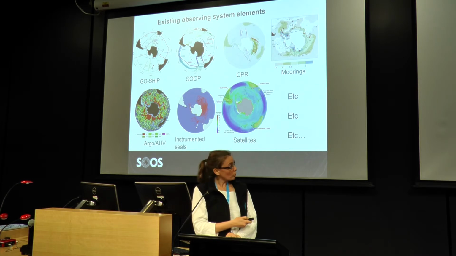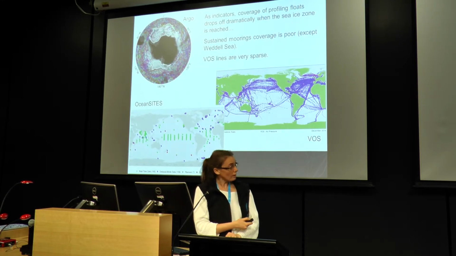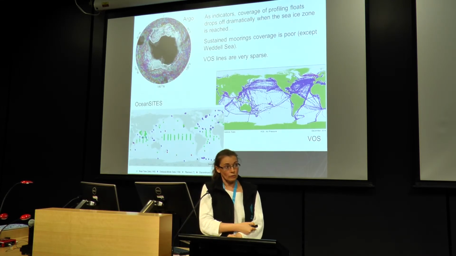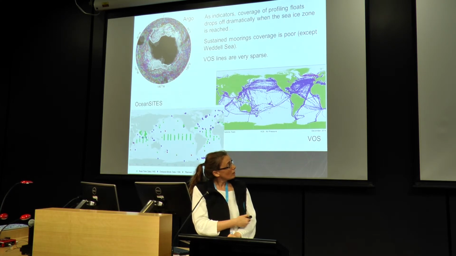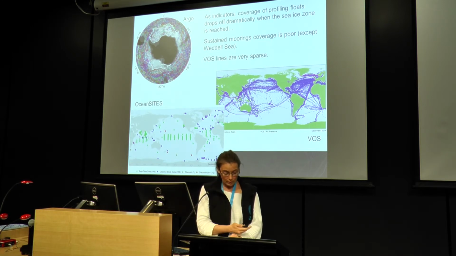So the problem here is that as you approach the Antarctic continent, all these measurements get more and more sparse. For example, the coverage of profiling floats drops off dramatically when the sea ice zone is reached. The sustained moorings coverage is very poor, except for the Weddell Sea, and the WOCE lines are very sparse.